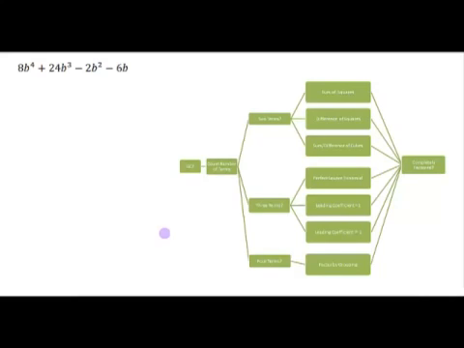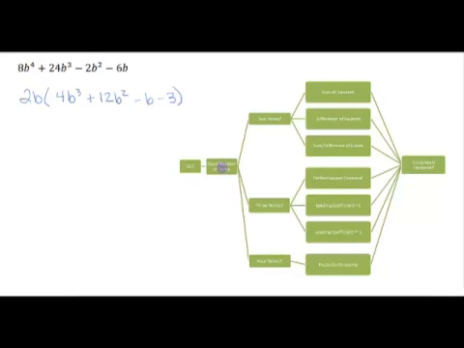8b to the 4th plus 24b cubed minus 2b squared minus 6b. The first thing we do is check for a greatest common factor. And we do have a greatest common factor of 2b. So I'm going to take that out. And I have 4b cubed plus 12b squared minus b minus 3.